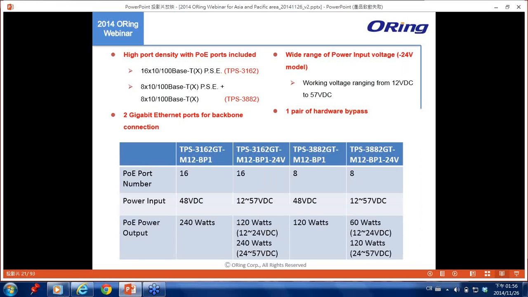And for the selling points, or let's say the advantage here, we have the high port density. So for both the 3162 and the 3882, the total port number will be 18, and we have 16 plus 2 and 8 plus 8 plus 2. So the port density is higher. And also the 2 gigabit Ethernet ports can be used for backbone purposes, and the other 16 ports can be used for in-train entertainment or some of the railway Ethernet connections.